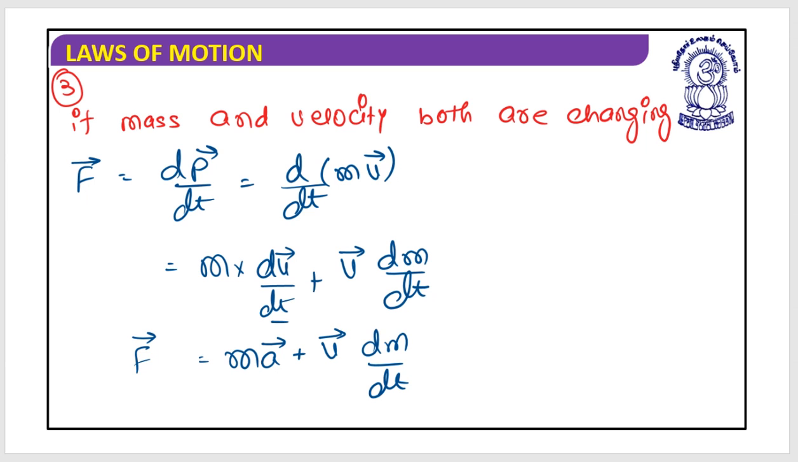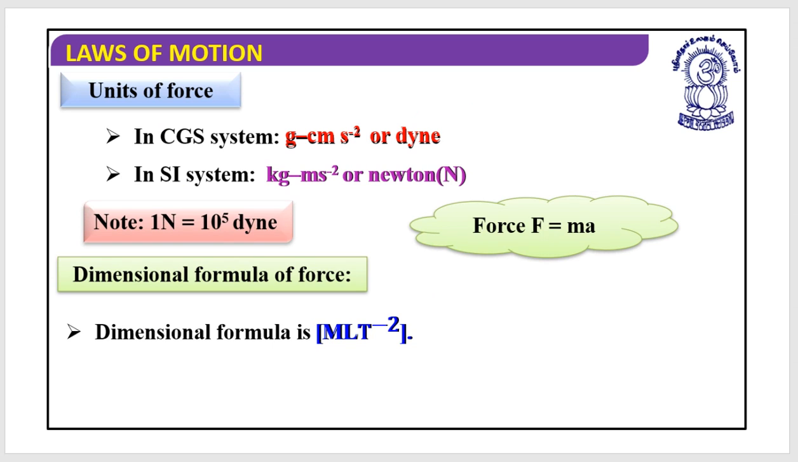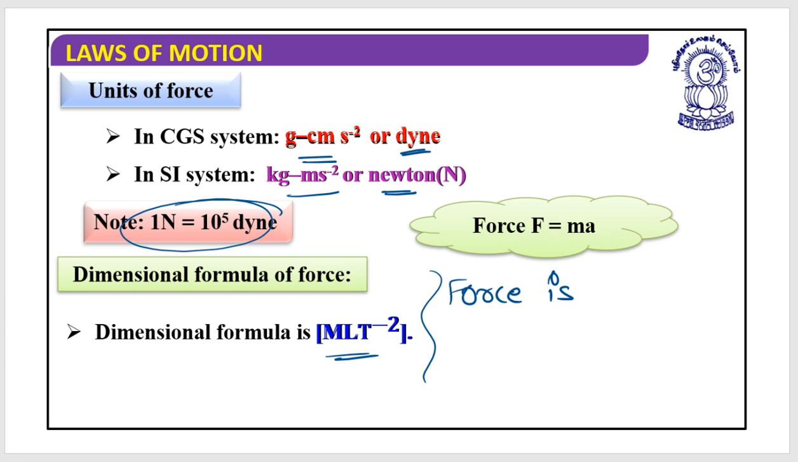Are you sure? Great. So we already know what is the unit of force. In CGS it's gram centimeter per second square. In SI it's kg meter per second square. In CGS its unit would be a dyne. In SI it would be a Newton. 1 Newton is equal to 10 to the power 5 dyne. And the dimensional formula is M1 L1 T minus 2. One more very important thing is that force is a vector quantity, and its direction is the same as the direction of the acceleration.